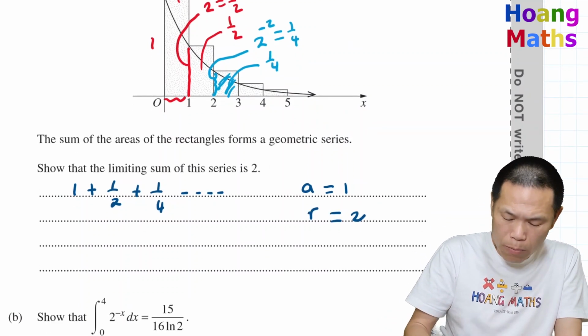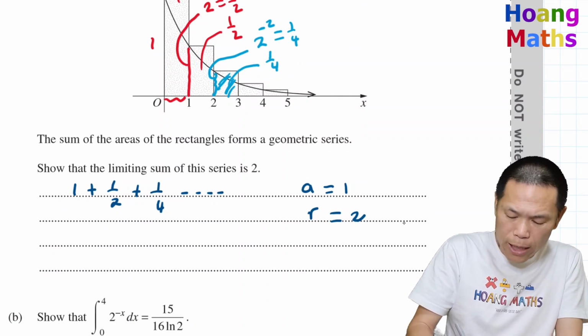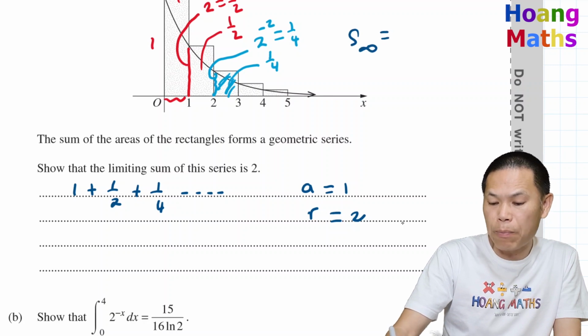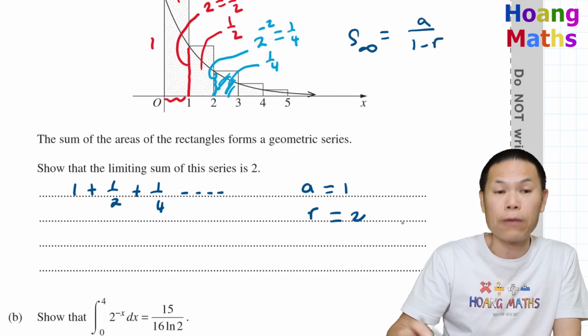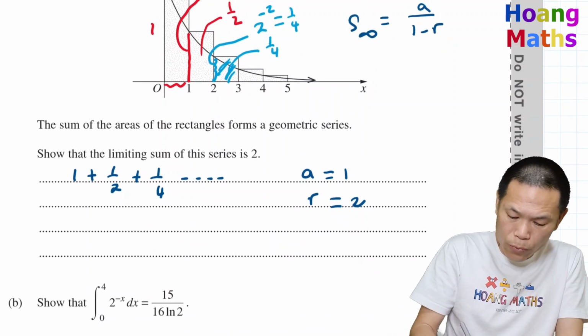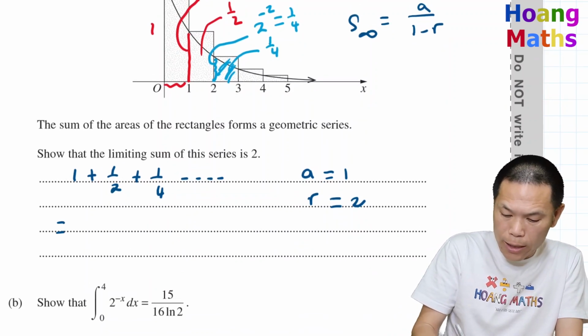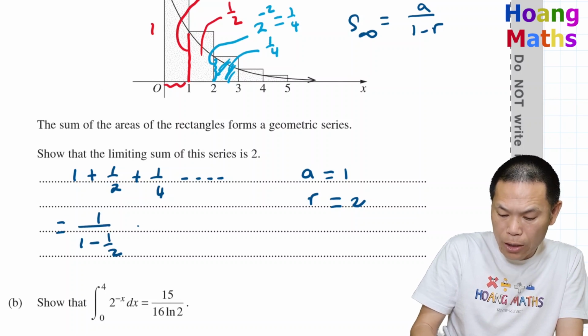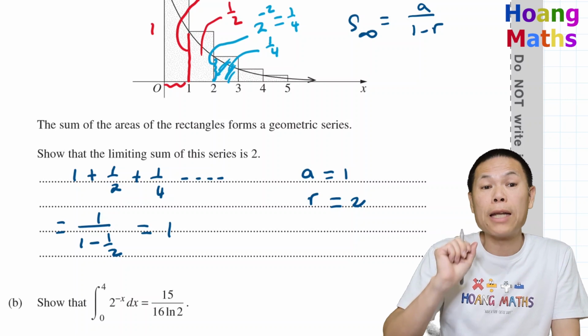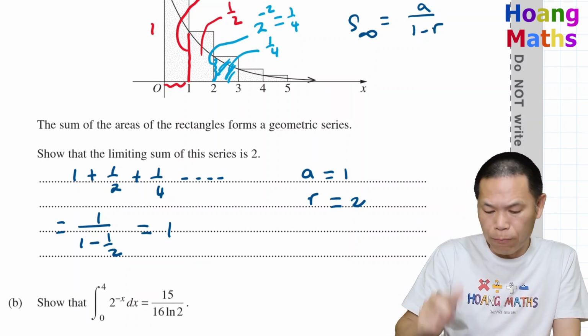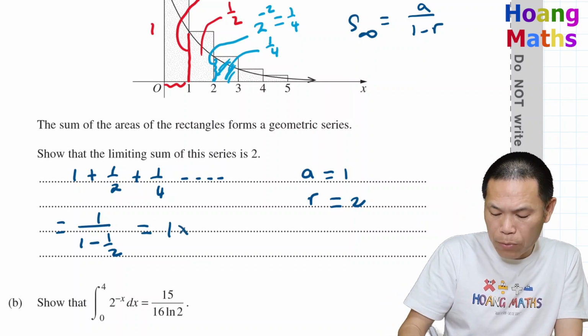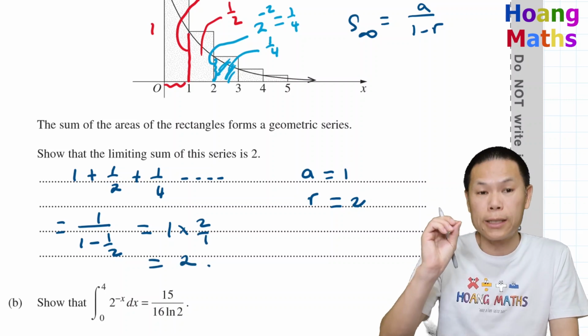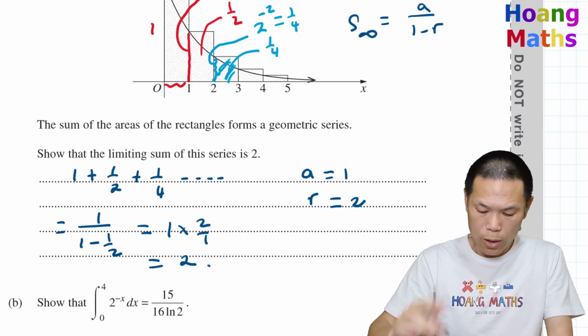The area of the rectangles is the limiting sum. The limiting sum, S infinity, is a over 1 minus r. Here a is 1 and 1 minus r is 1 minus a half, which is a half. So 1 divided by a half, we flip it, 2 over 1, which is equal to 2. There you go, the limiting sum of this series is 2.